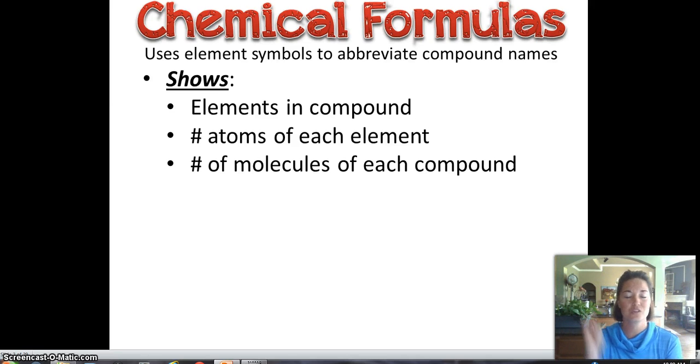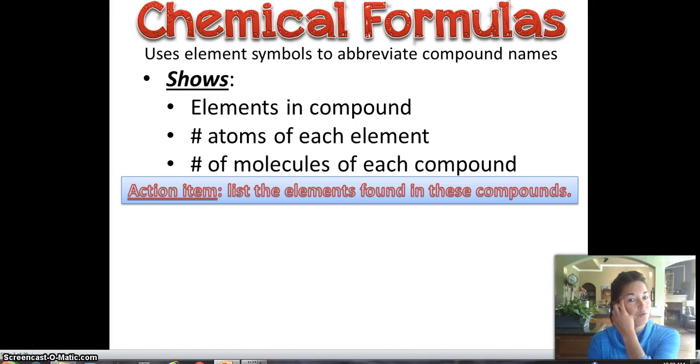A chemical formula tells you three very important pieces of information about a compound. It tells you the elements that are found in the compound. It tells you the number of atoms of each element there are in that compound. And it tells you the number of molecules of that compound.